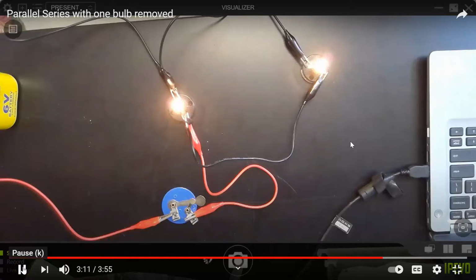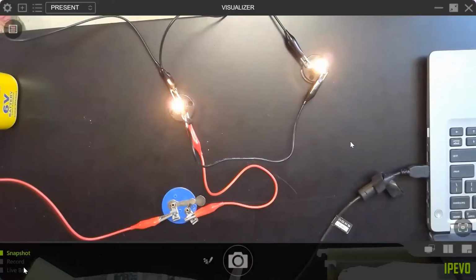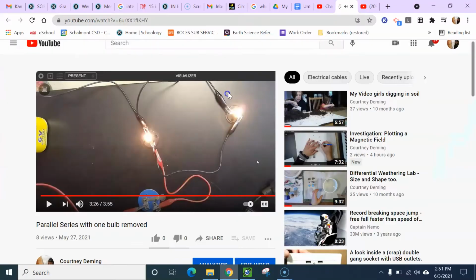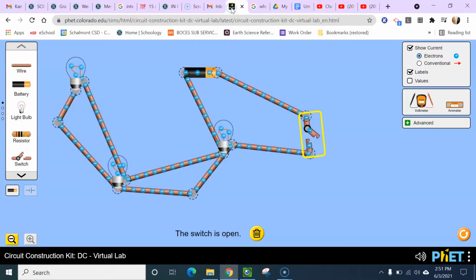That's inefficient. So new light bulbs are being created, LEDs and things like that, that have less wasted energy to heat. It's a form of energy that we don't want, heat, so it's waste. So any light bulb that can do the same amount of light without all that wasted heat is better or more efficient. Okay, so let's go back to the PhET and finish this up.